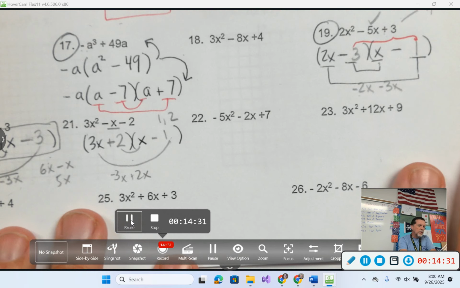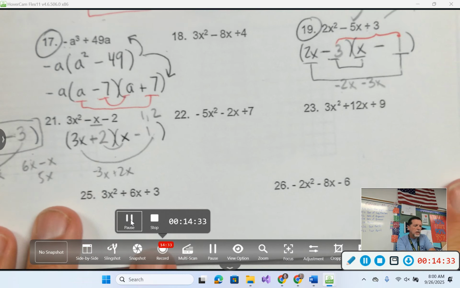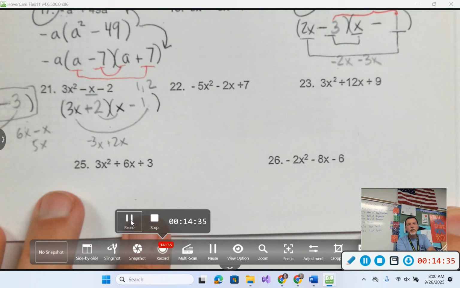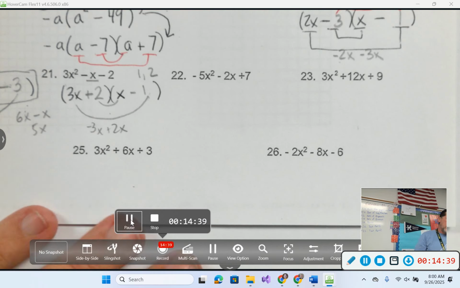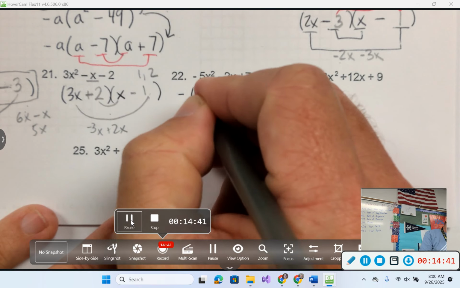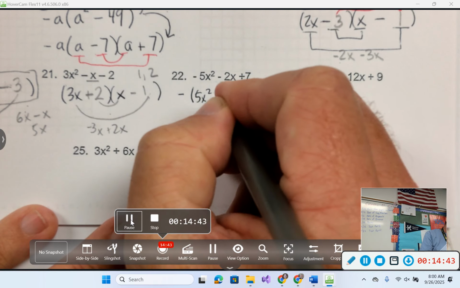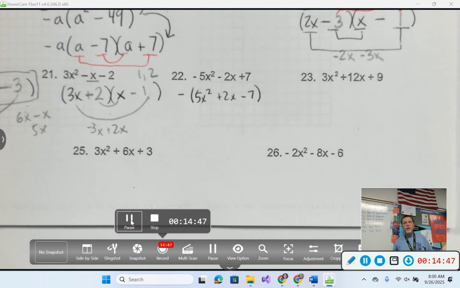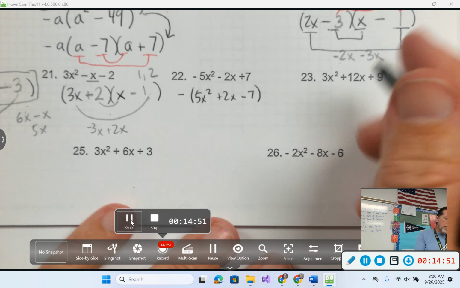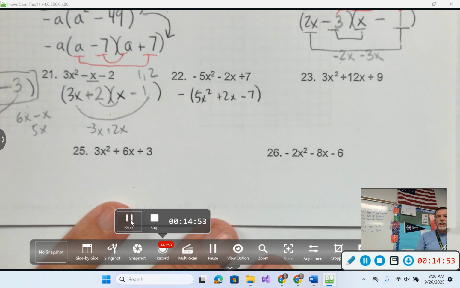How about number... What would you do first? I'll let you try them, but what would you do first on 22? Take that negative out. I wouldn't say you're going to get rid of it. You're going to just factor it out, because that should make it easier from there. What about on number 23? What should we do first on that one?